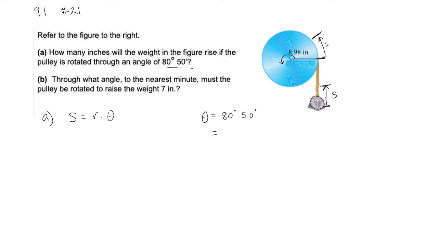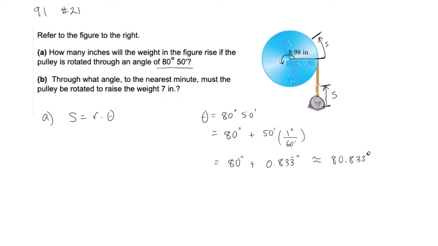Okay, so to convert to decimal degrees, we take our degrees. Okay, and now we're going to convert that 50 minutes into degrees. We want to get rid of our minutes. There's 60 minutes in 1 degree. Okay, so that gives us 80 degrees. This converted into 0.833 degrees. So we've got approximately 80.833 degrees. Okay, so that's our angle in degrees.